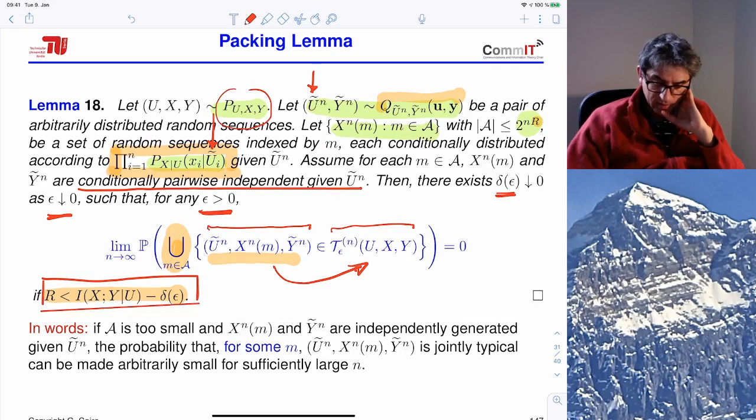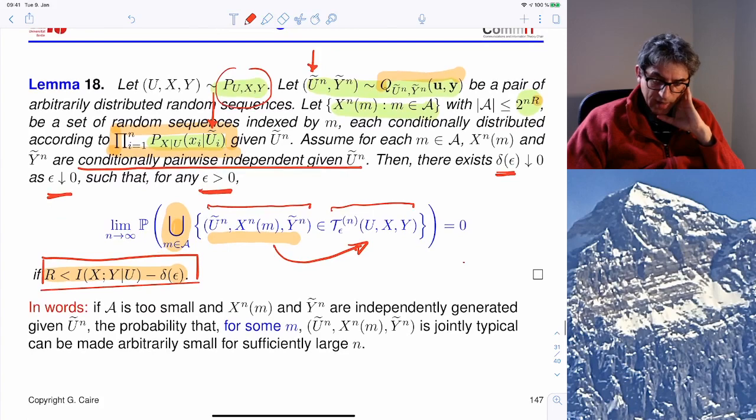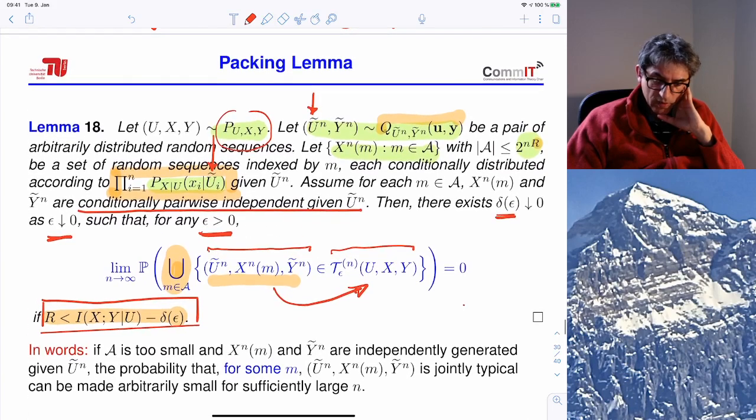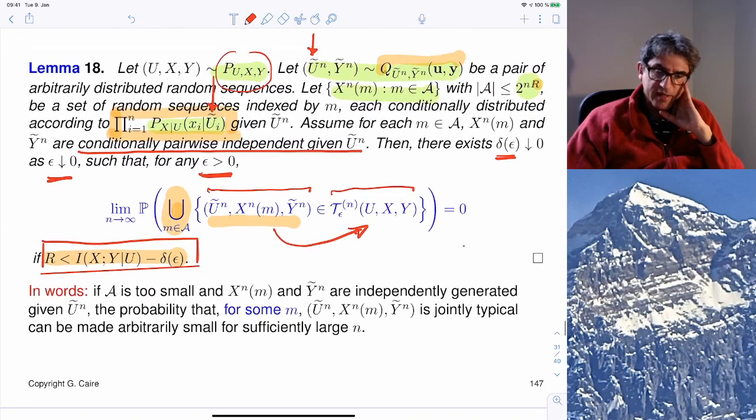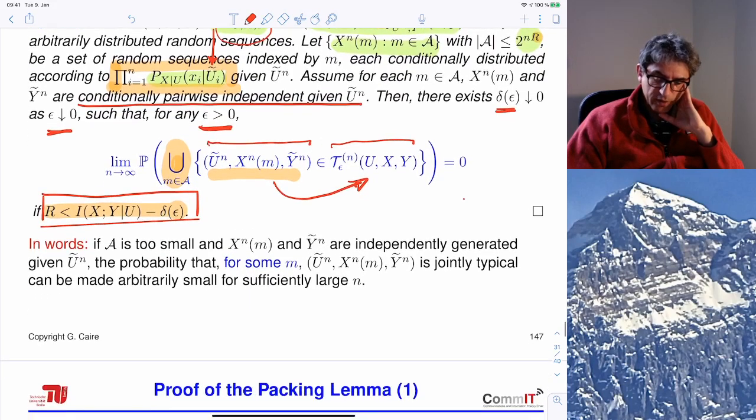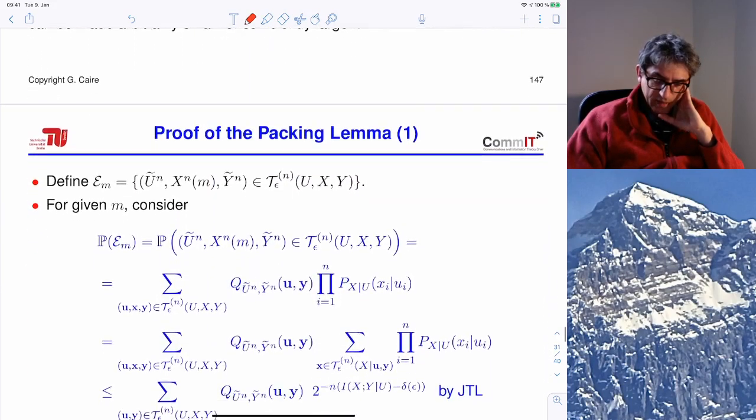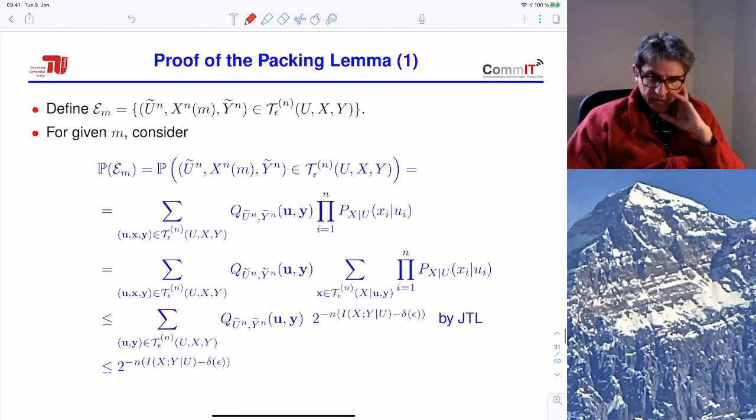as long as the set of possible x's is not too large. So as long as the size of the set, 2 to the nR, is smaller than 2 to the n times the mutual information minus a vanishing quantity, the mutual information between x and y given u. Okay? As we will see, this lemma gives us the central step to prove the channel coding theorem. We will see that later. Now we are just concerned with the proof. So how does the proof go?